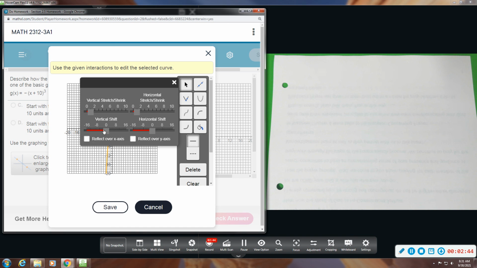So we're going to shift horizontally left 10. So negative 10. Get it to, I keep skipping the 10. There we go. Horizontal shift left 10, reflect across the x-axis.